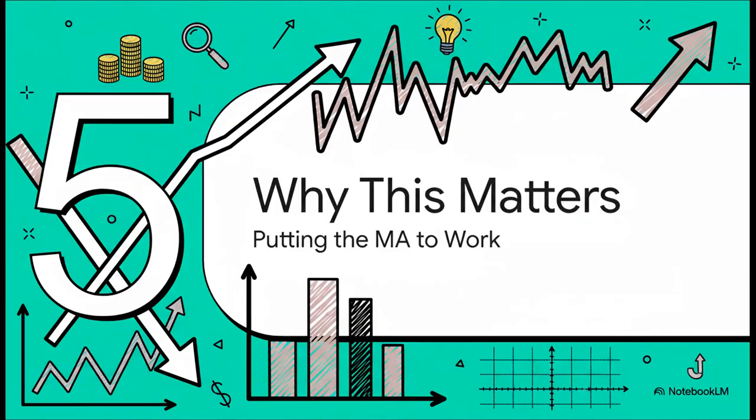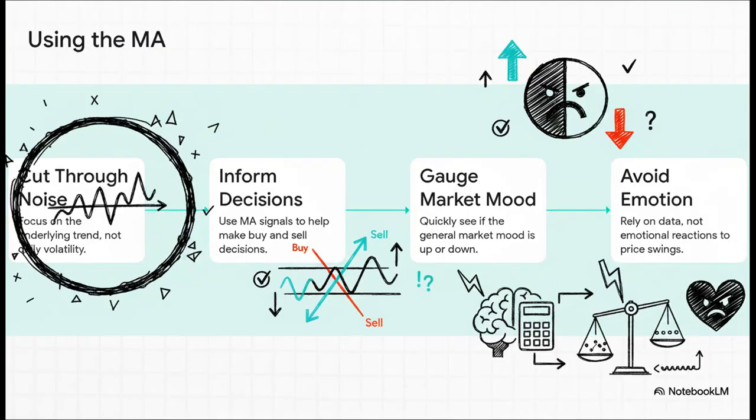Okay, so that's a lot of theory. We've talked about the what and the how, but the big question is, why does any of this actually matter to you? How can you actually put this stuff to work? Well, for starters, it lets you cut right through all that daily noise and focus on what's actually happening with the trend. Signals like those crossovers we talked about can help you make more informed decisions about when to maybe buy or sell or just hold on.